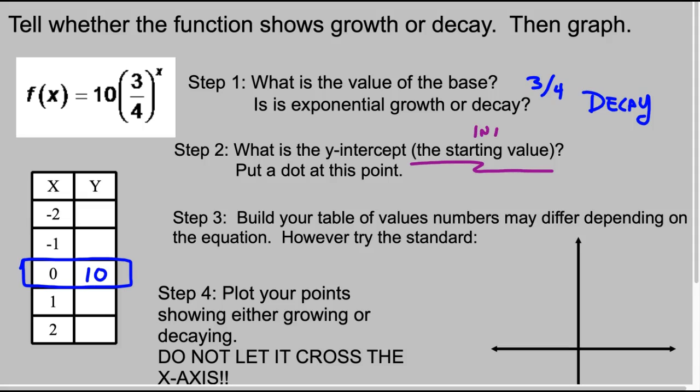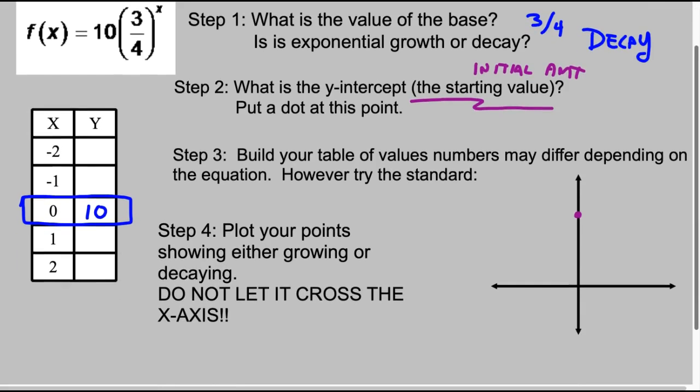Another way I like to refer to it is the initial amount. A lot of times you're working with money or carbon, so it's like, oh, we've got an initial amount of carbon 14, and you're doing carbon dating and half-lives, or you're doing compound interest. How much did you invest? So let's just put a 10 up here. When x is 0, y is 10.